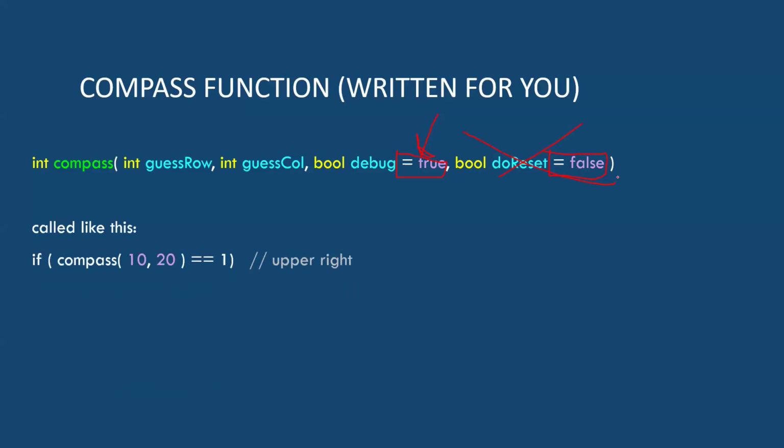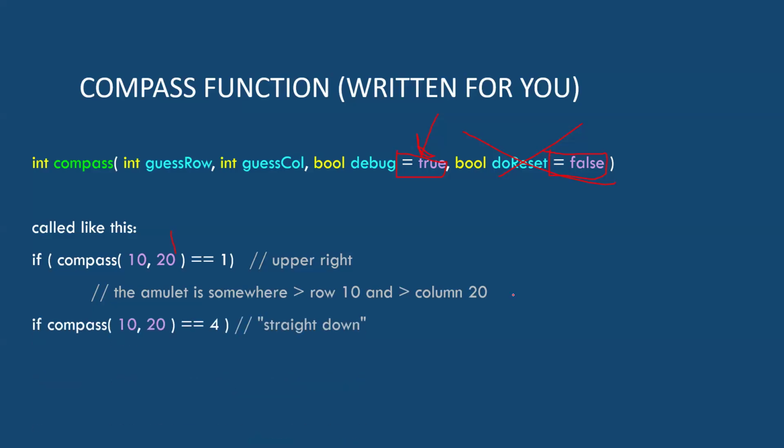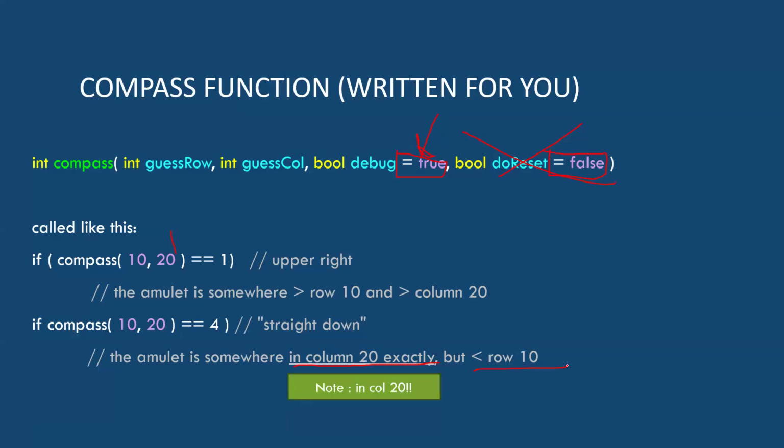Okay. So I can say if compass 1020 is equal to 1, it's upper right. Or I could put the true in there if I want debug output that says what it's doing. Okay. And that means the amulet is somewhere greater than row 10 and greater than column 20. If I get a 4 back, it's straight down, and that means it is exactly in column 20. Exactly in column 20, but less than row 10. Okay. That's the key bit right there.